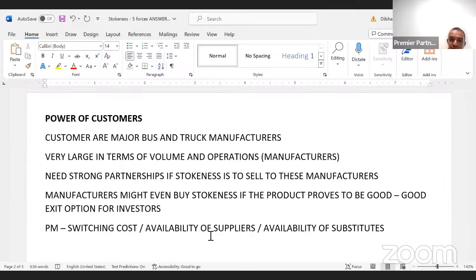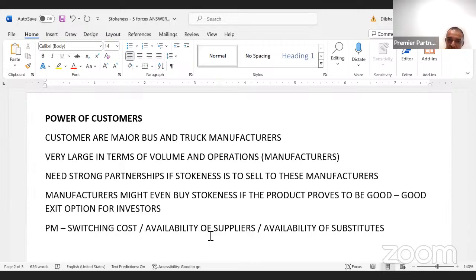Manufacturers might even buy Stokeness if the product proves to be good. Good exit option for investors. So you get hold of a vehicle manufacturer and you tell them, buy our company, because now you have a fuel source. You integrate. So it is a good option for exit for the investors. They can realize their money, isn't it?